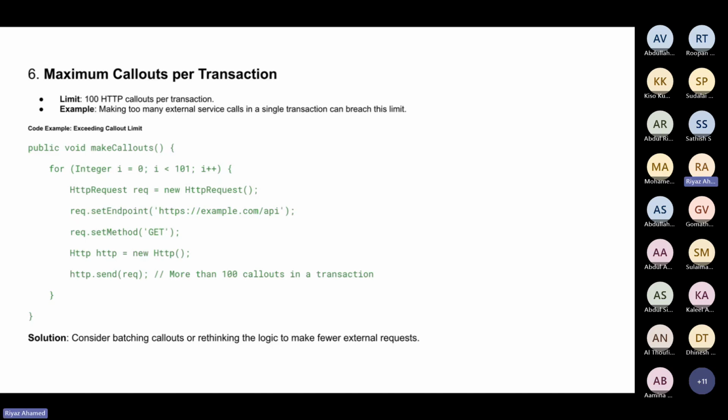For callouts, we are using REST API and SOAP API to hit the other system. REST API comes with JSON format, SOAP API comes with XML format. Has this class been completed or not? REST API, SOAP API, callouts.